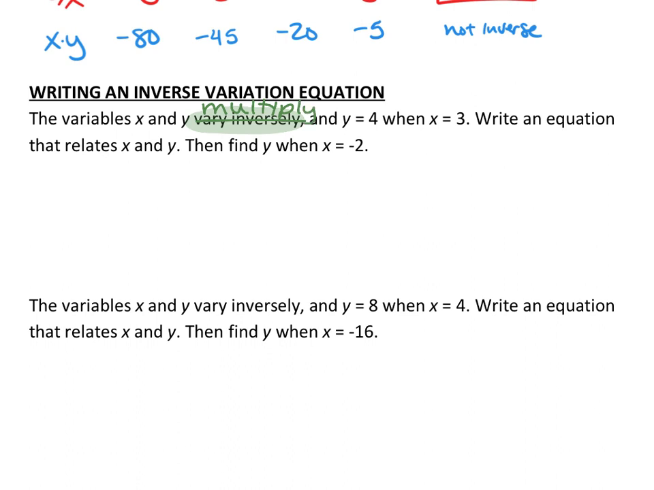Because vary inversely is going to multiply my x's and my y's together. When we did this in Algebra 1, we saw the words varies directly, we marked it out, and we wrote divided by. So we mark it out, we put multiply, it's the opposite. That means that my a value is going to be the multiplied version, x times y.